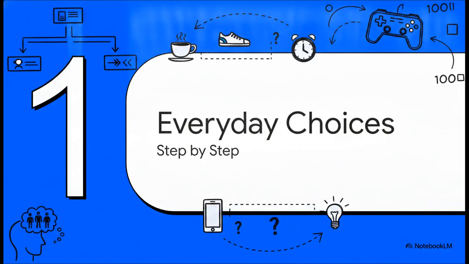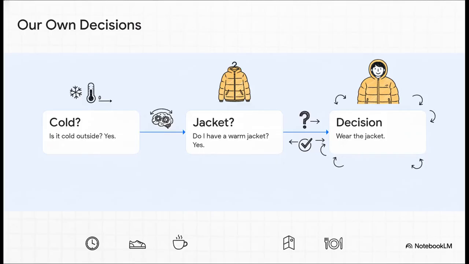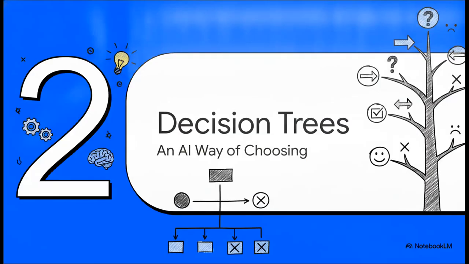Section 1, Making Everyday Choices. AI logic really isn't as foreign as it sounds. Every single day, you are naturally running your own mental algorithms. Think about when you wake up. You ask yourself, is it freezing cold outside? Yes. Okay, do I have my heavy warm jacket? Yes. Decision, wear the jacket. You are subconsciously following this logical path based on Boolean, or simple yes and no, variables. You evaluate the conditions, and then you just act on the results. It's really that simple.